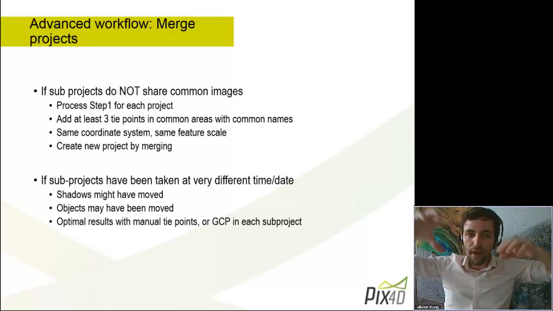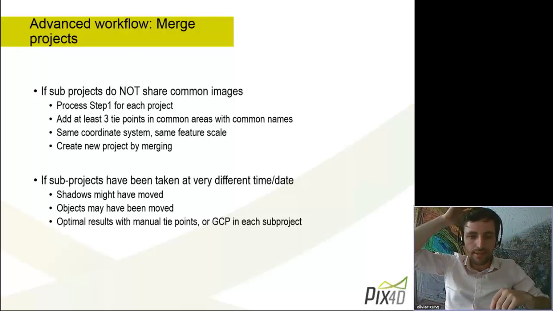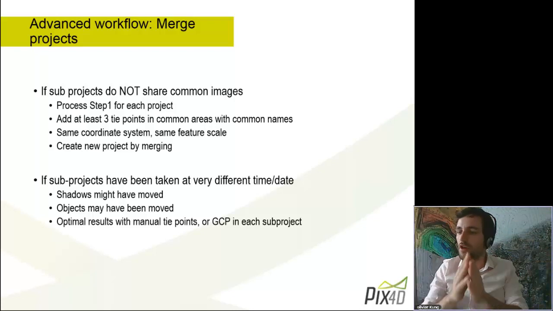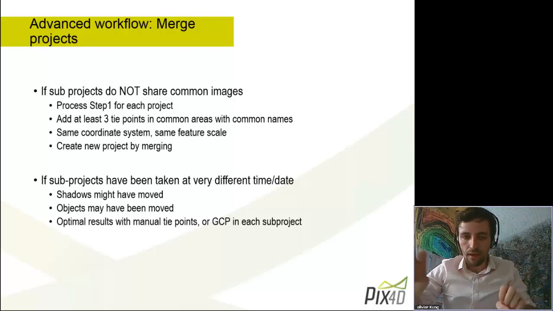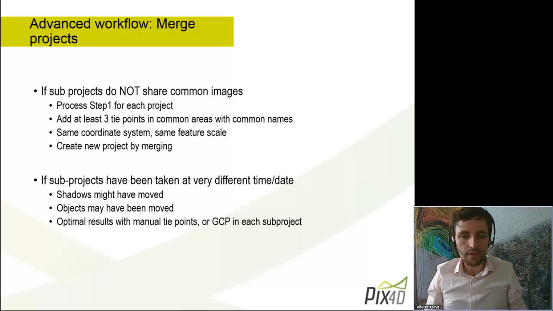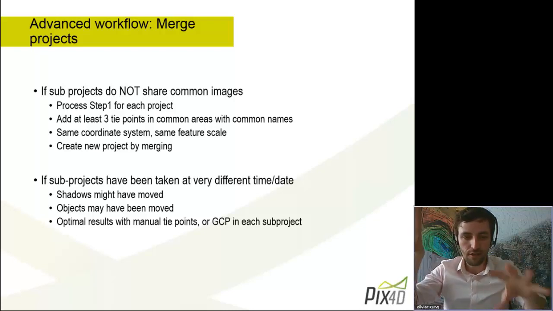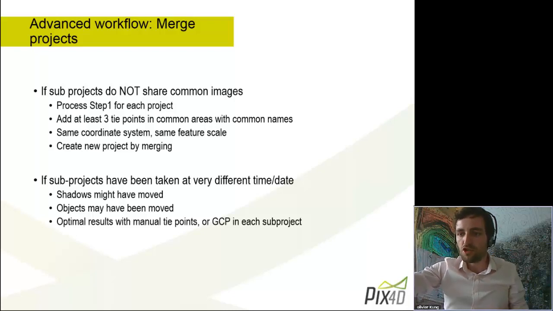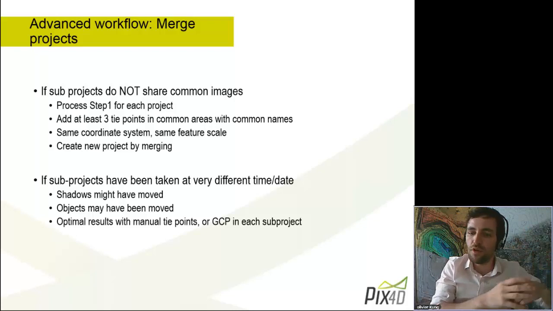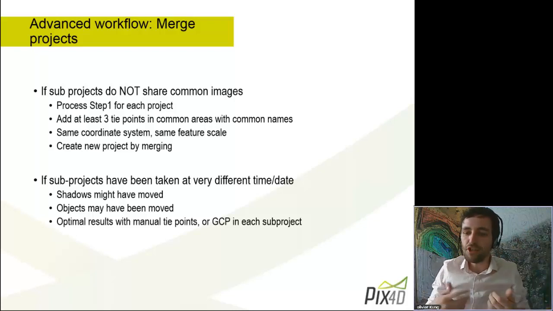So the way to merge them together is that you would again split the two projects, and process step 1 in each project individually. However, you would also introduce tie points in each project, and the tie points you introduce in project 1 should be the same as the ones you introduce in the second project. In addition, they also need to share the same tie point names.